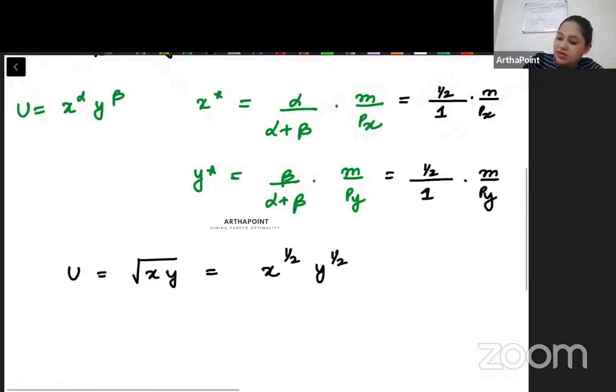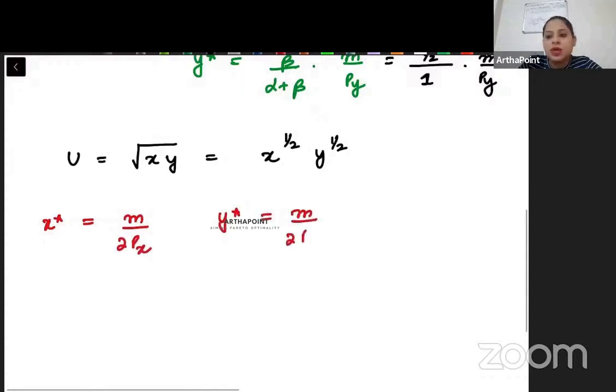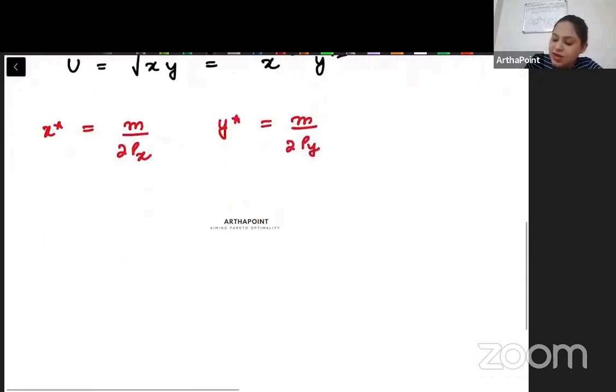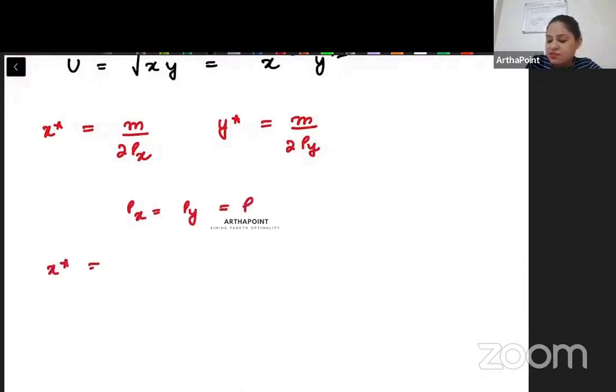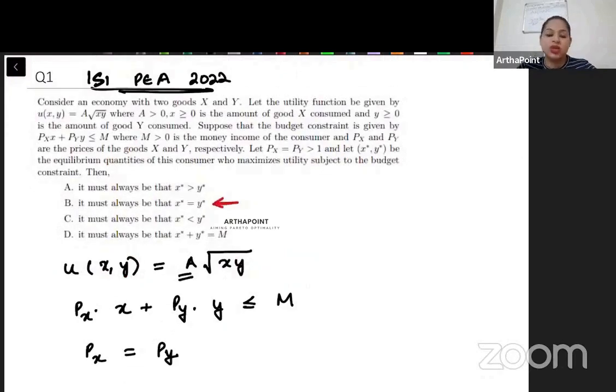So my X star is going to be M by 2PX. And Y star is going to be M by 2PY. And if PX and PY are equal to each other, say let's say equal to P, then I will just get my X star as M by 2P and Y star also as M by 2P. So X star and Y star will be equal to each other. They are equal, right? So it will be the case that X star and Y star are in fact equal to each other. That's the first thing.